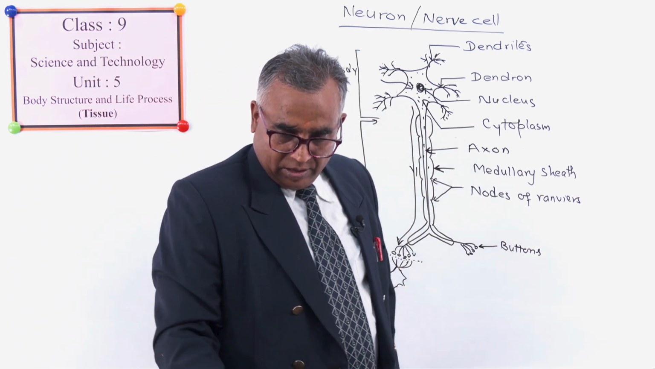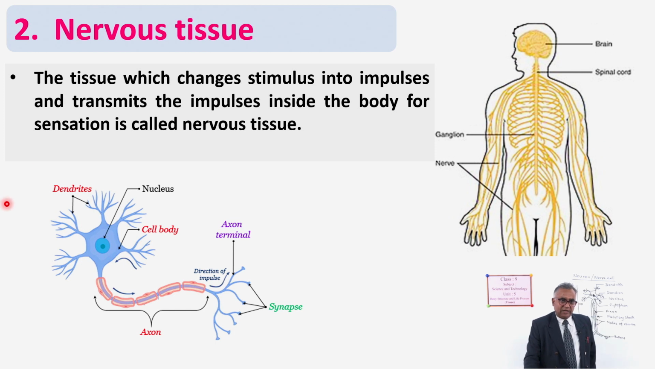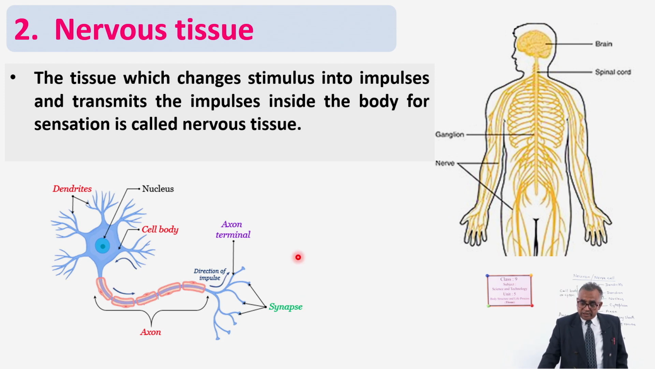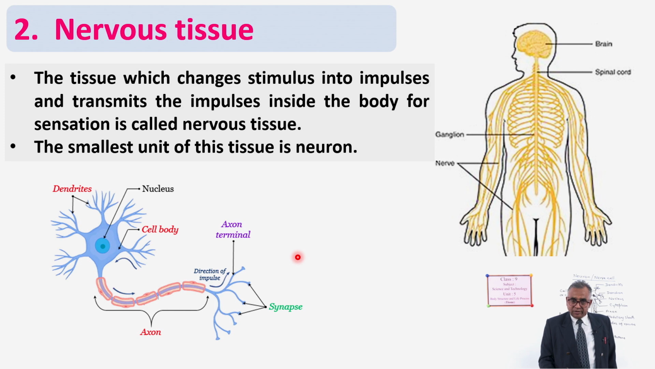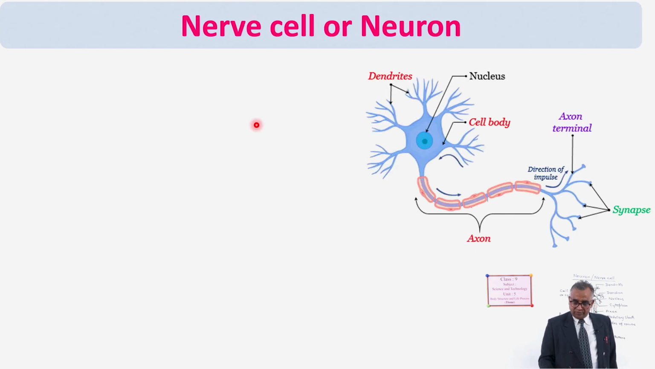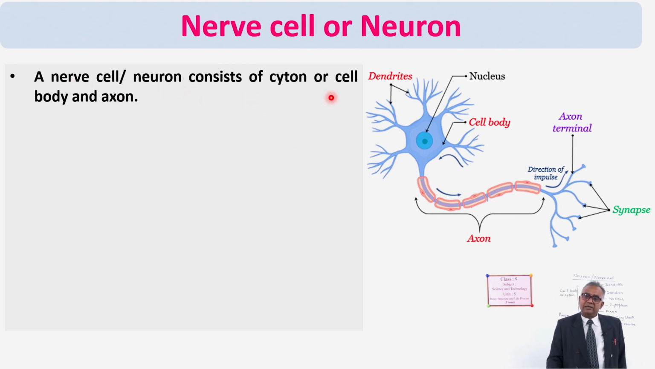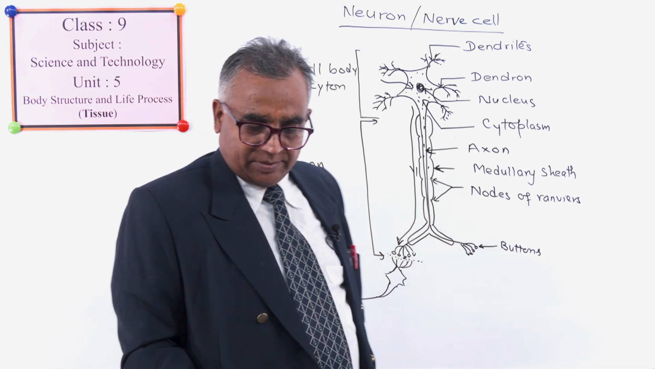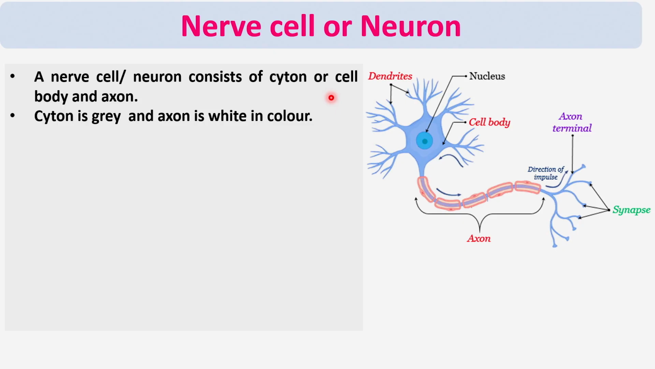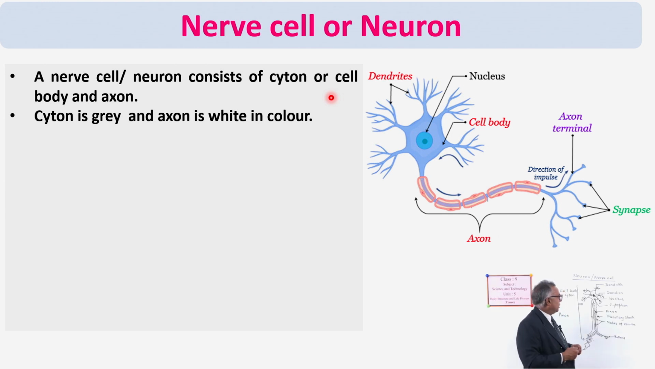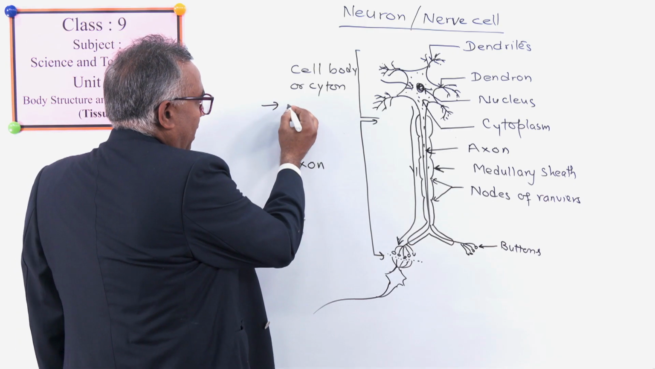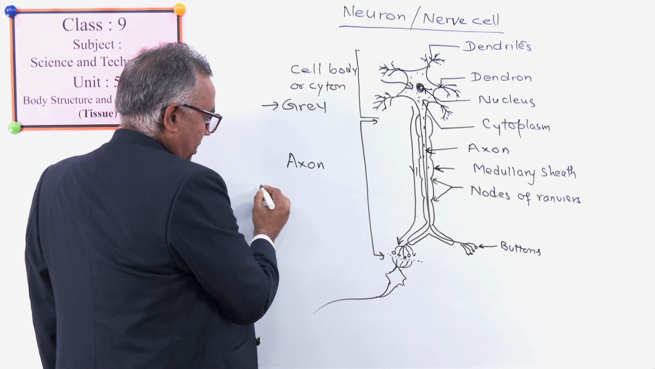Let's see in detail here in the slide. In the slide you can see dendrites, nucleus, cell body, axon, different parts shown here. And its unit is the neuron. Diagram is finished. I will not discuss more about it. A nerve cell or neuron consists of the cyton or cell body and the axon, two major parts. Then cyton is gray and axon is white. You have to remember that it is gray in color and it is white in color.